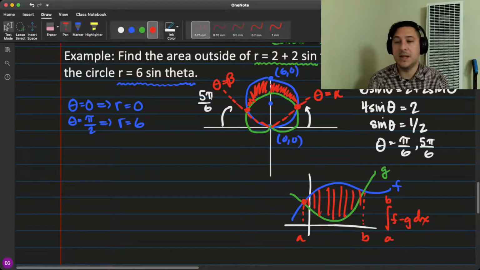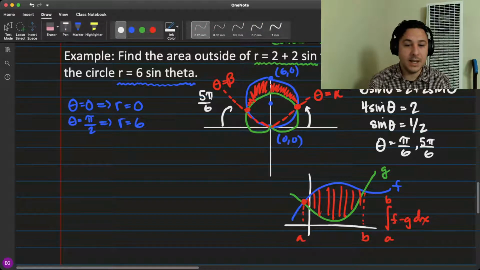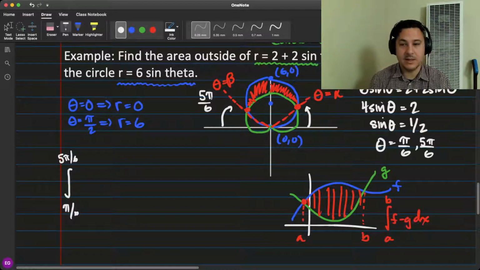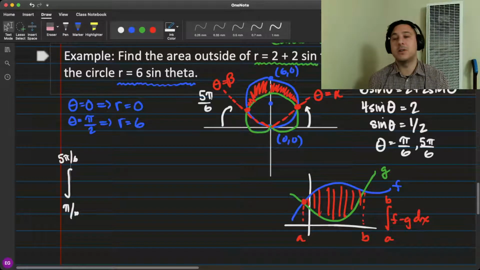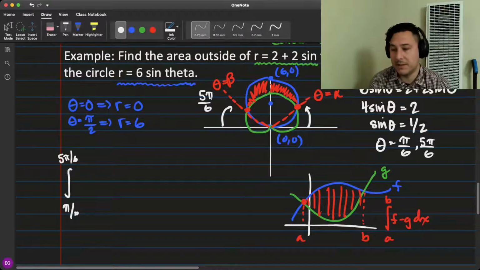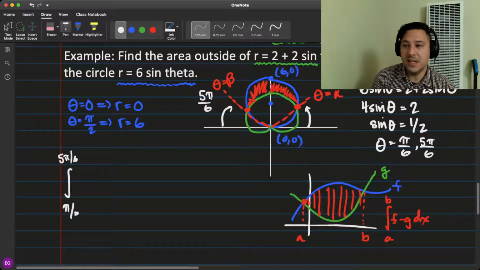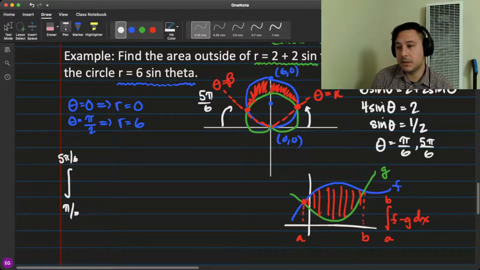So we're going to do the same thing here. We are going to integrate from pi over 6 to 5 pi over 6. And what is our top curve here? Because remember, for rectangular, we're going to do F minus G. So what's my top curve in my example I'm doing here? The circle, cool.